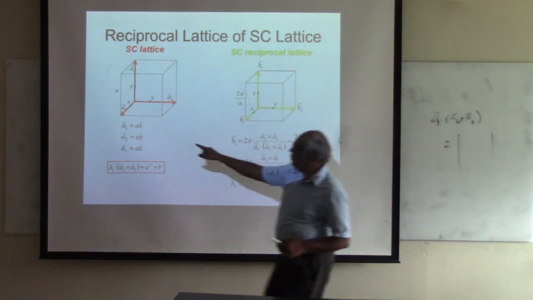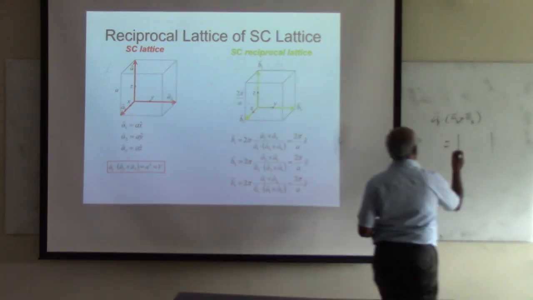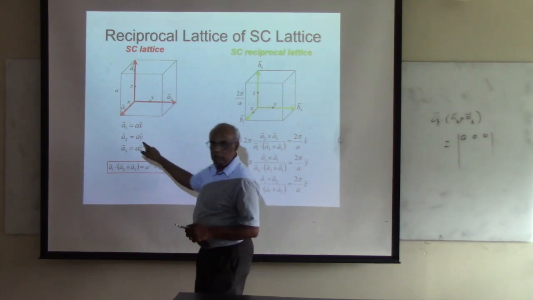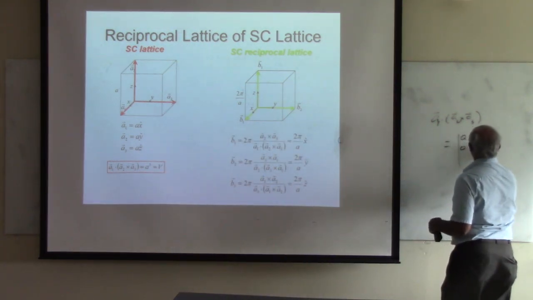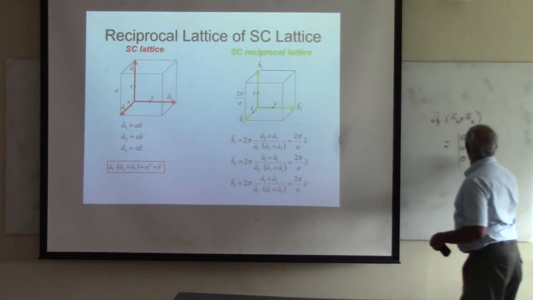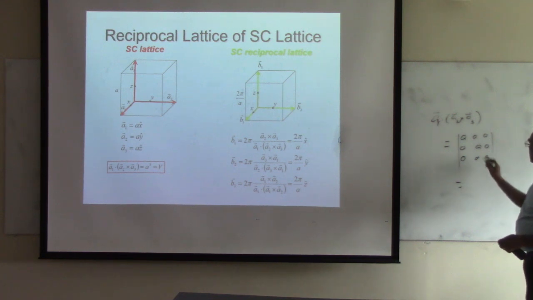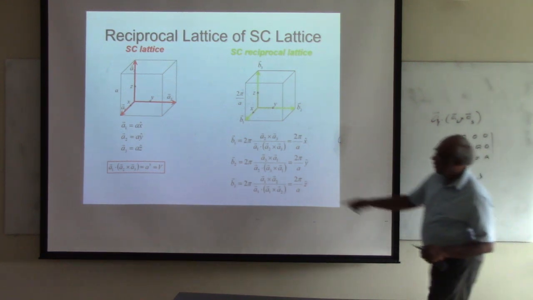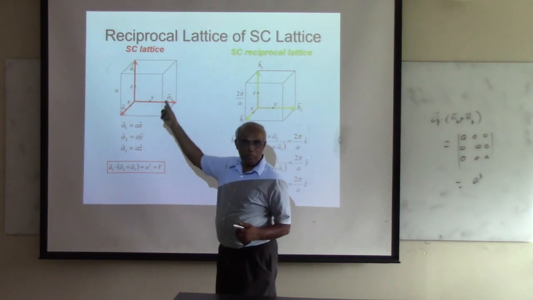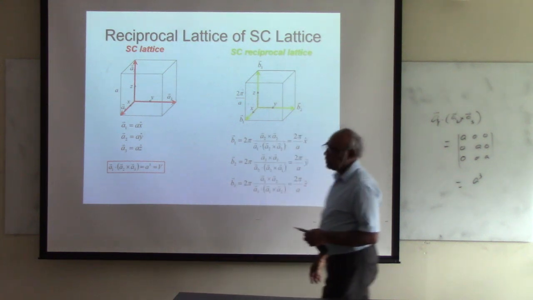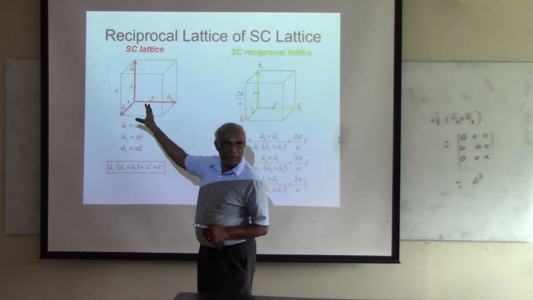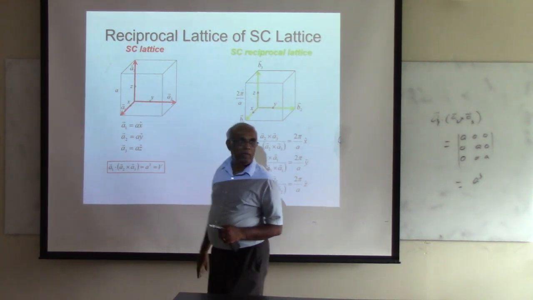What is A1? A times x. That means you have A, 0, 0. Then A2 is only the y one. That means 0, A, 0. A3 means 0, 0, A. If you calculate this determinant, you get only A cubed, right? What is this one really? That's the volume of that cube. Also, we know this is the primitive cell. So, right, this is the smallest unit cell.